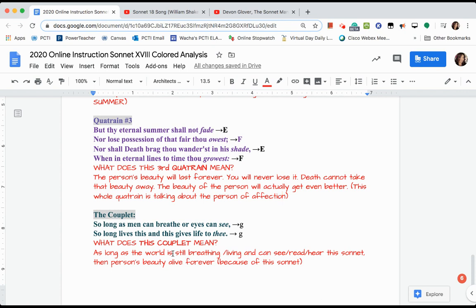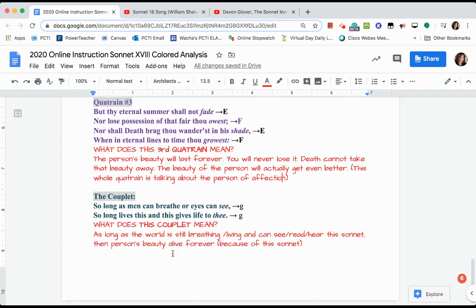So think about this. This sonnet was written hundreds and hundreds of years ago. You're reading this sonnet now. Technically, by you reading this sonnet, you're keeping the beauty of that person alive because you're probably picturing someone that's absolutely stunning and beautiful and amazing. And that's all because he wrote this. Think about like a poem or a song, like that stays alive forever. Songs that are written about people, like that's forever. So that's the example. Okay.